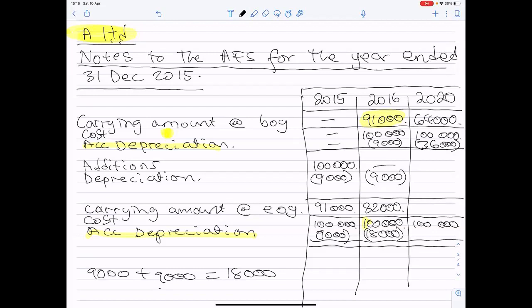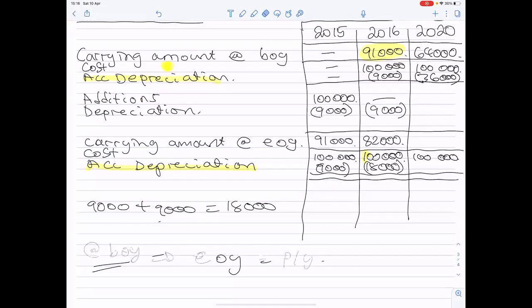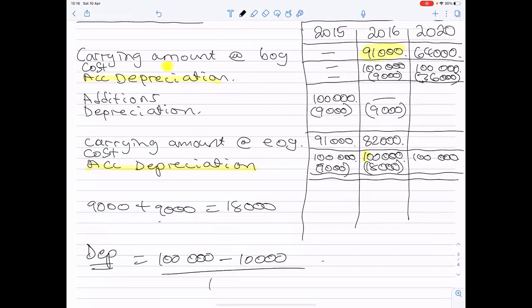Then the depreciation for the year will obviously be the same. There was no change in anything. So we are going to say the depreciation for the current year is equal to 100,000 minus the residual value of 10,000 divided by 10. It is still 9,000 rand. So I'm going to put my 9,000 there.